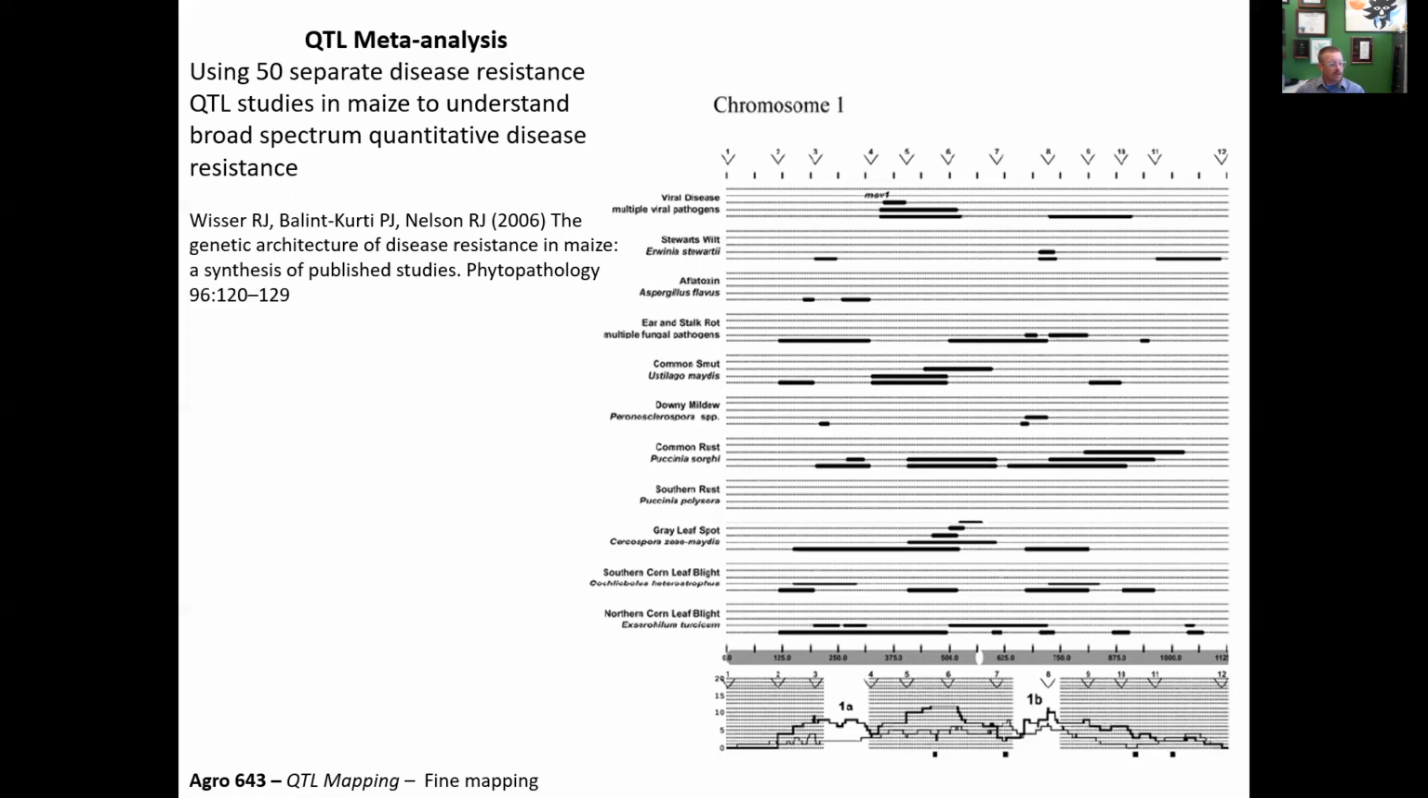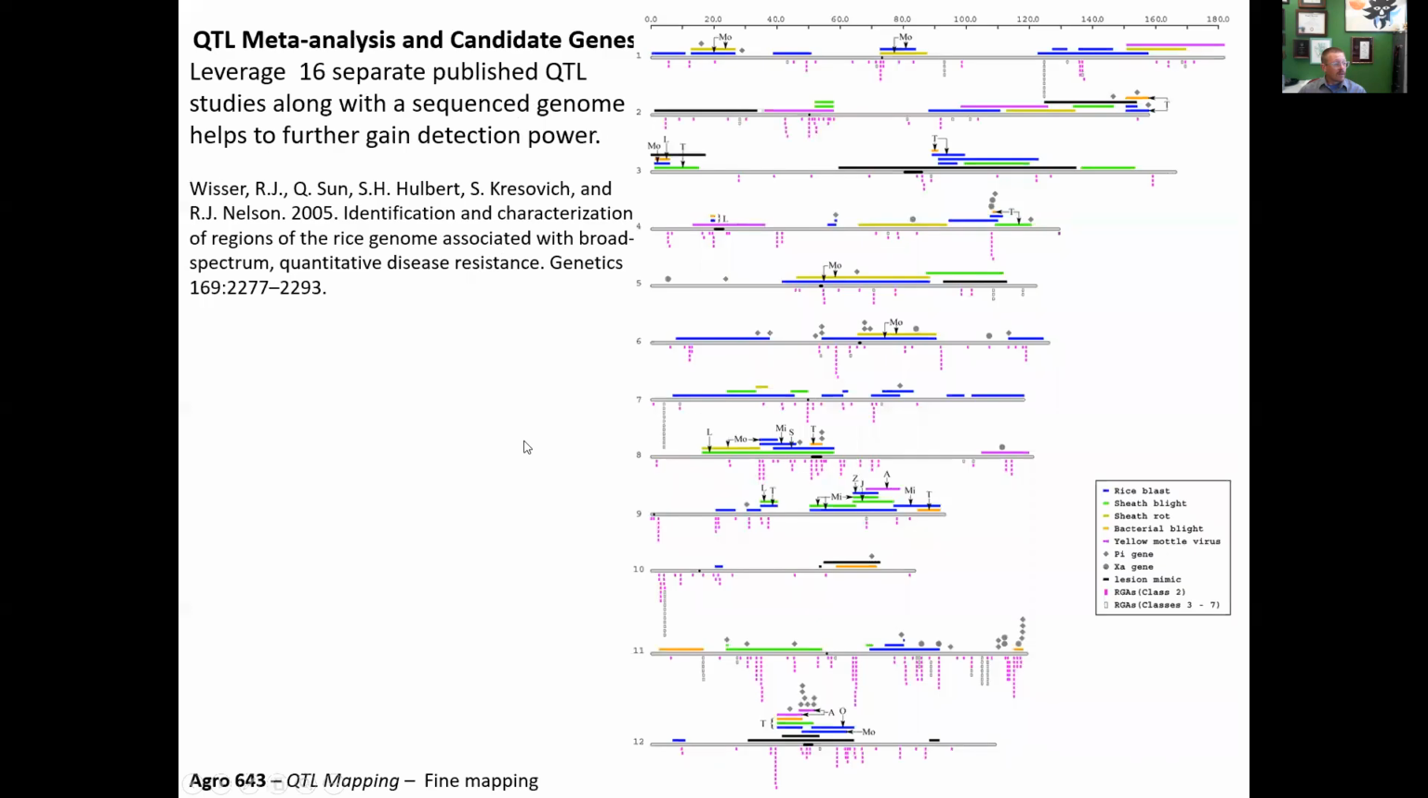quantitative locus segments are. And so this is just an example from Randy Weiser, Peter Ballantyne, and Rebecca Nelson, combining a lot of different maize studies, I think 50 different disease resistance studies, to look at if there's regions of the genome that correspond to broad spectrum disease resistance. The same authors, or at least 2 of the same authors, did this in rice as well, and then they started identifying candidate genes that might underlie those disease resistance gene clusters.